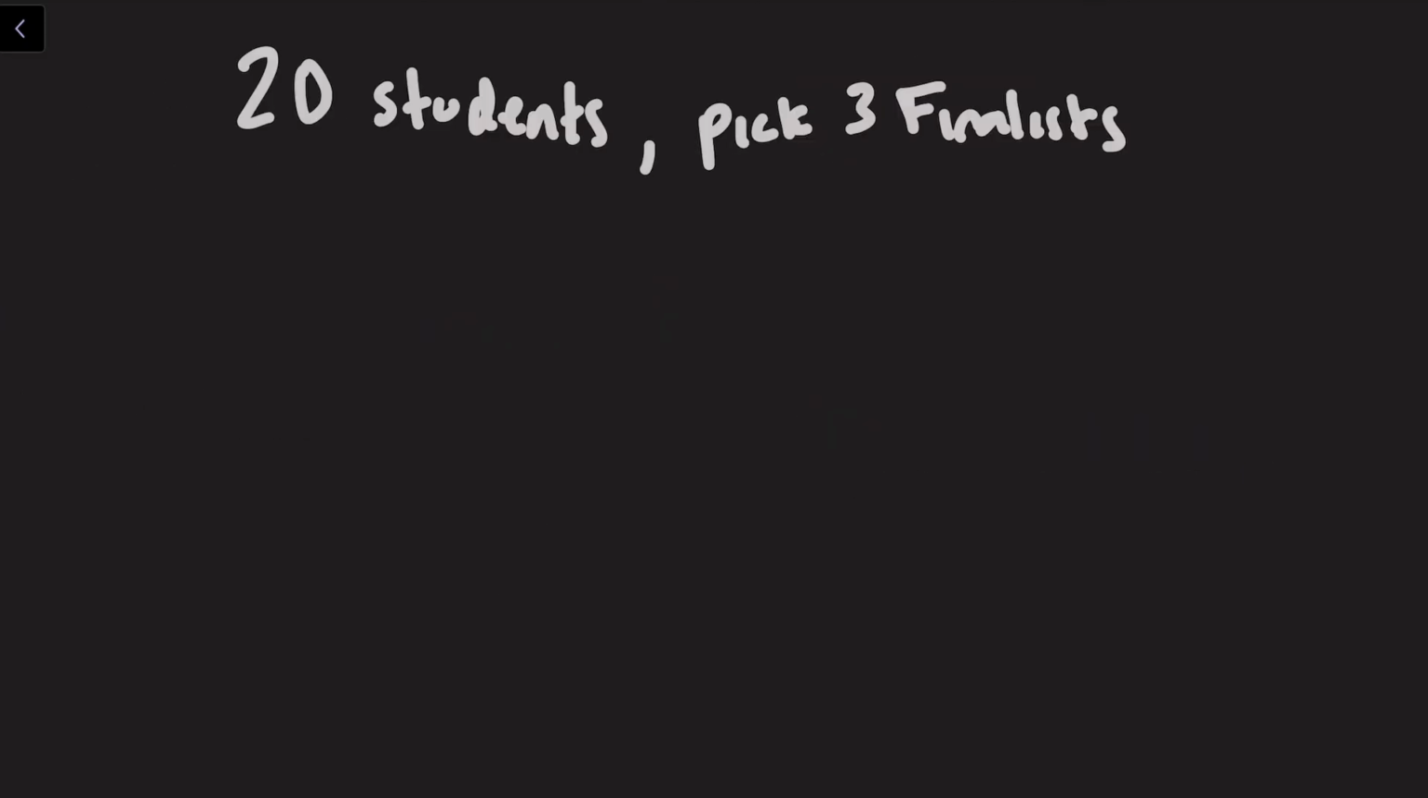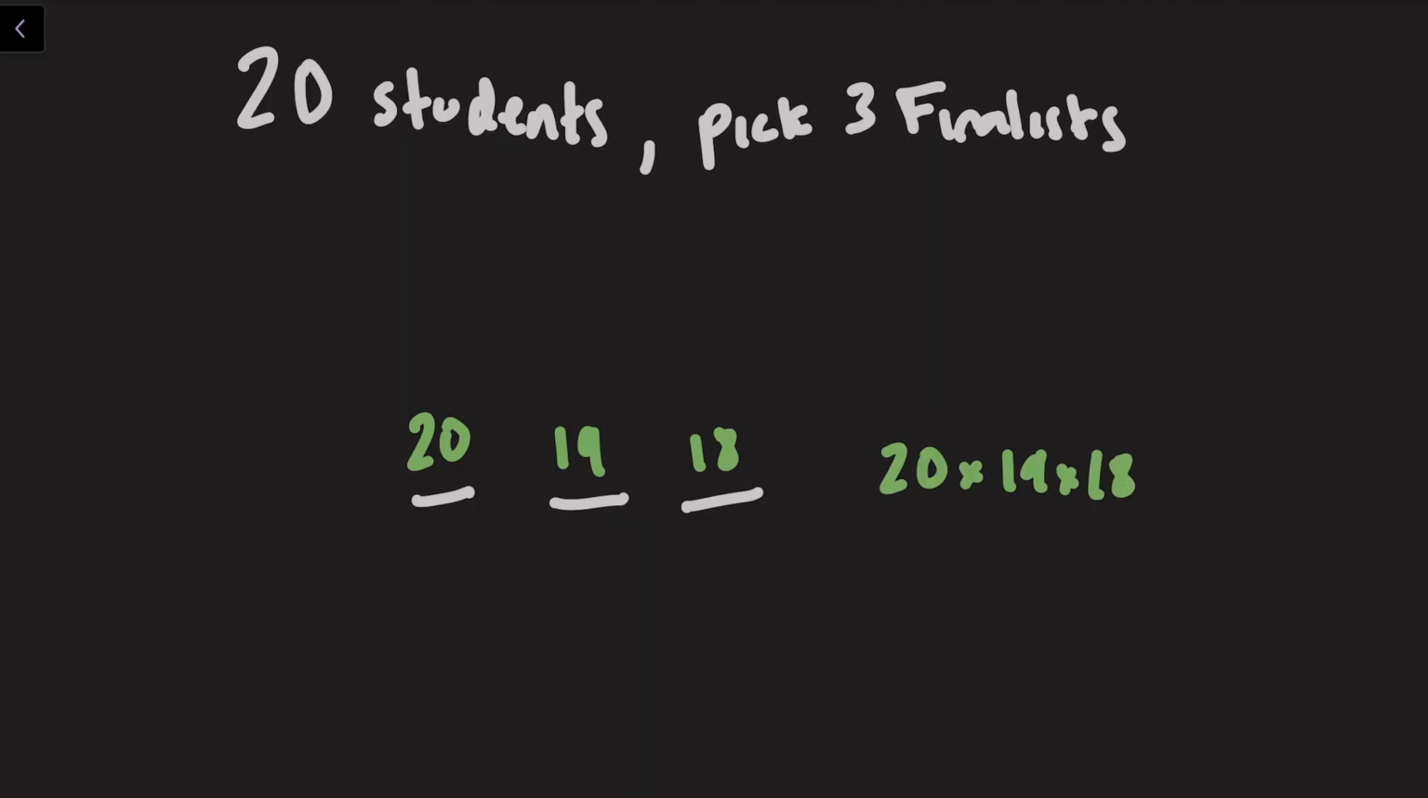Say we tweak our previous example. Instead of ranking the top 5 singers, we want to just pick any 3 students as finalists. No rankings, just the group itself. Well, initially, the counting looks exactly the same. We first have 20 choices, then 19, then 18. And we'd get 20 times 19 times 18 as our answer.